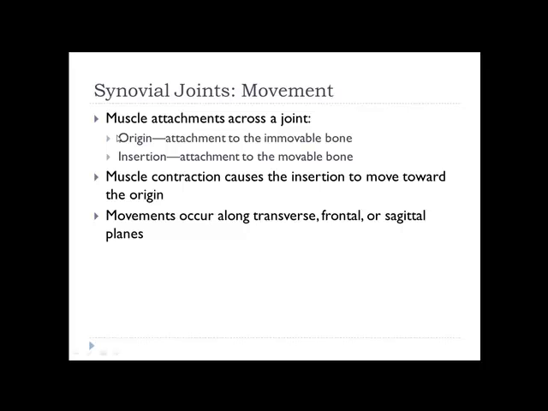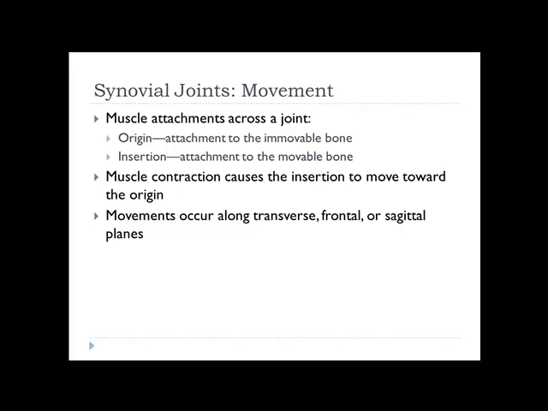Typically, the origin is going to be superior or medial. And typically the insertion will be inferior or lateral. It's not always the case. So the true definition of origin and insertion of a muscle will be the immovable part versus the movable part. But typically, superior is going to be origin, inferior is insertion, and medial is origin, lateral is insertion. Muscle contraction, like we said, causes the insertion to move towards the origin. So when I contract my brachialis, it pulls my forearm towards my humerus.